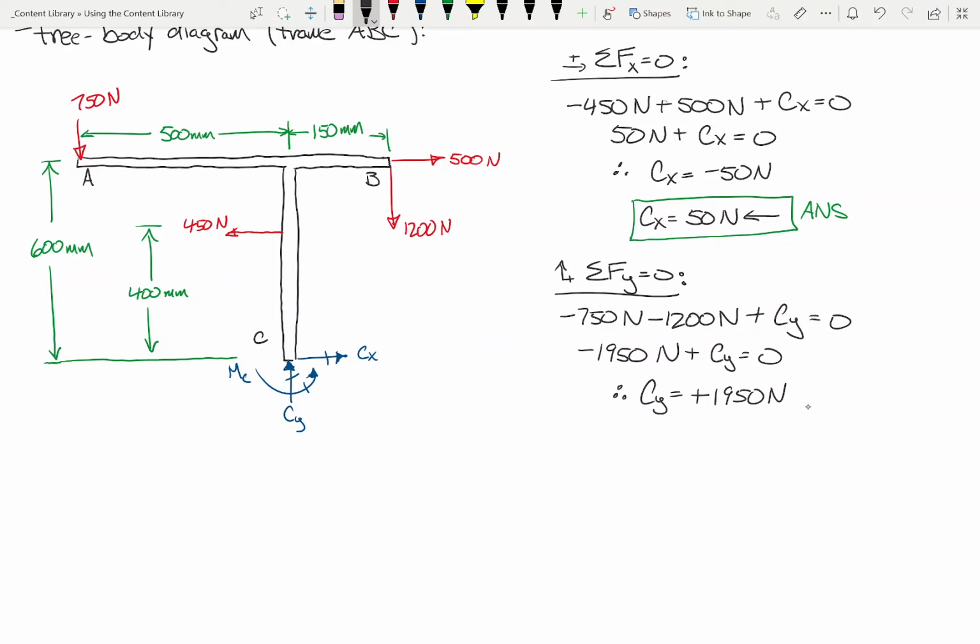And there we go. And since it's positive, how do we express that as an answer? We say a magnitude and a direction. And the direction is the direction that we assumed.